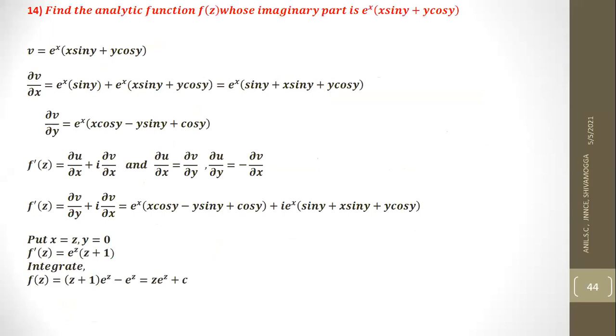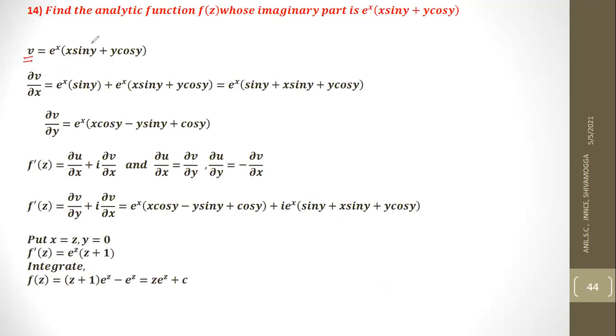Find the analytic function f of z whose imaginary part is e power x into x sin y plus y cos y. Same kind of problem. Imaginary part is specified, therefore this is a type 2 problem. Imaginary part is given, therefore it is denoted by v.